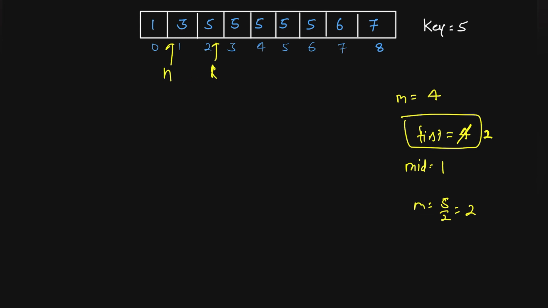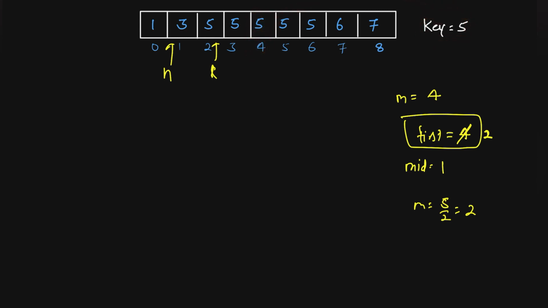And as you can see, my high has crossed the low. So I simply need to stop over here. So can I say that from this I got the first occurrence of my 5, that is at index 2. So what we simply did is we simply find the middle element. If my middle element is equal to 5, I store that index value because that might be my answer or might not be my answer.